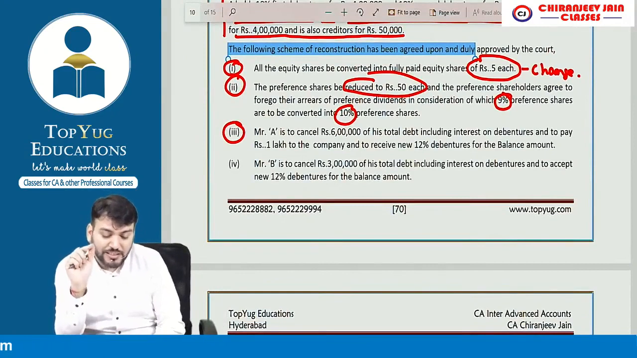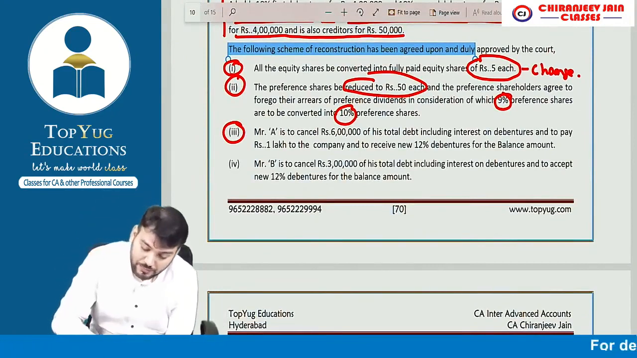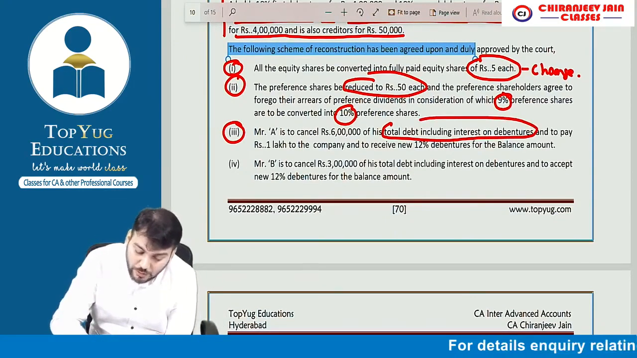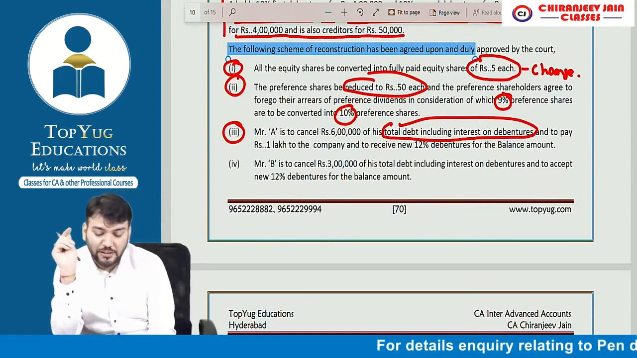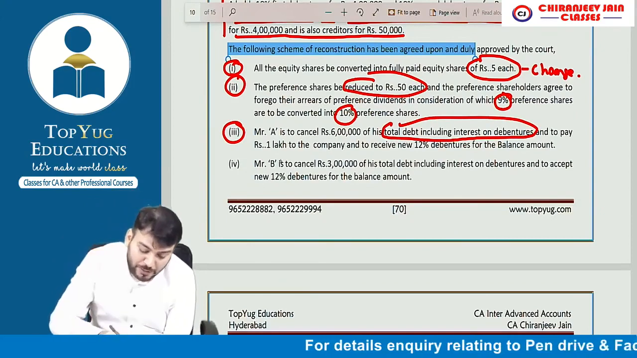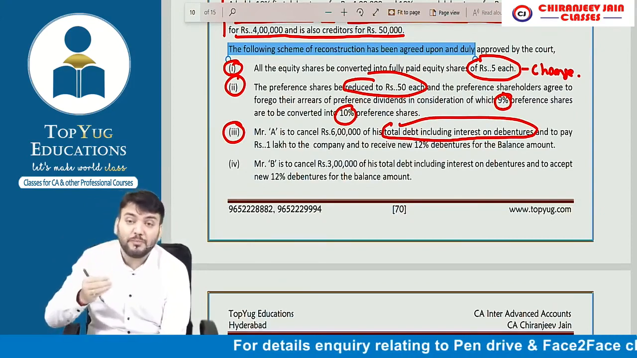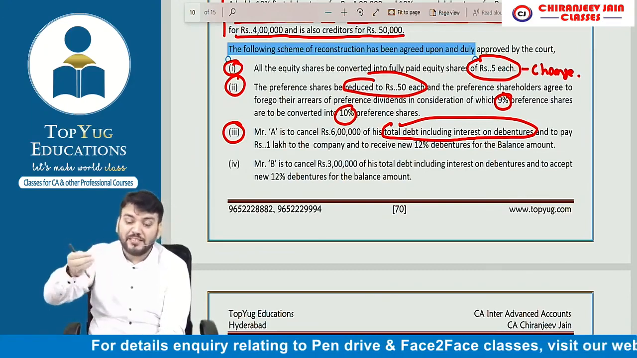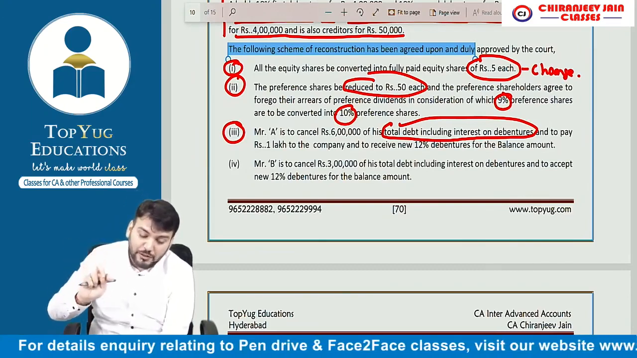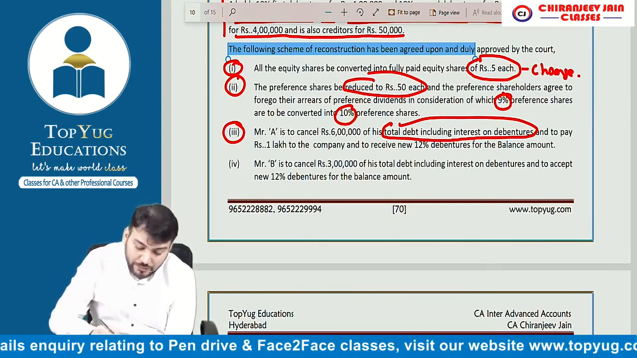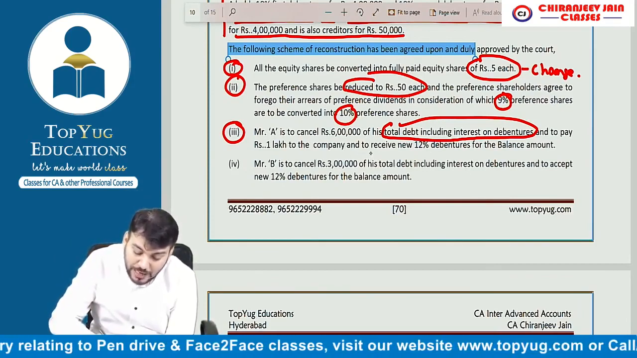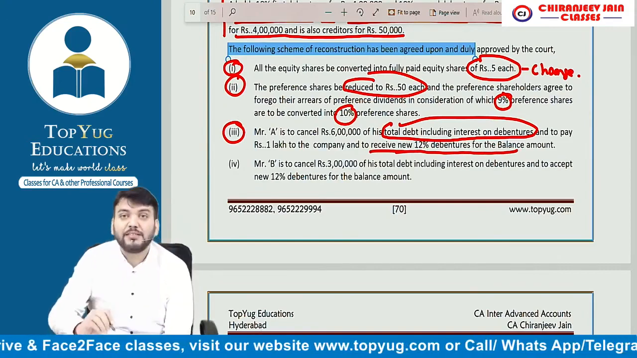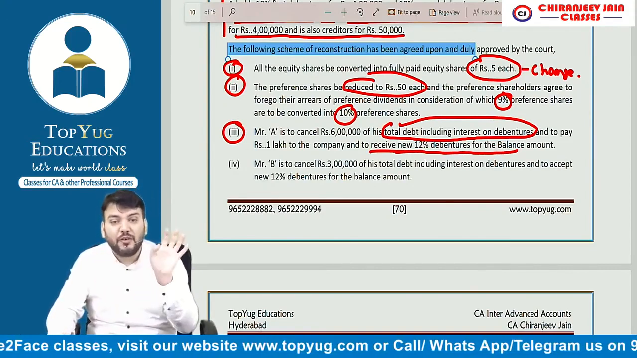Mr. A to cancel 6 lakh of his total debt, including interest on debenture. Yes sir. And to pay rupees 1 lakh to the company, means Mr. A will pay 1 lakh to the company, means cash is received, and to receive 12% new debenture for the balance amount.